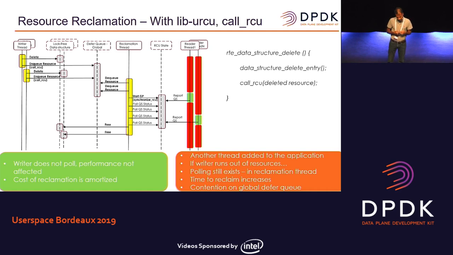And the defer queue is global. What that means is there is more contention. If you have multiple writers, they are contending on that same resource. You have the reclamation thread as well, trying to access the defer queue.